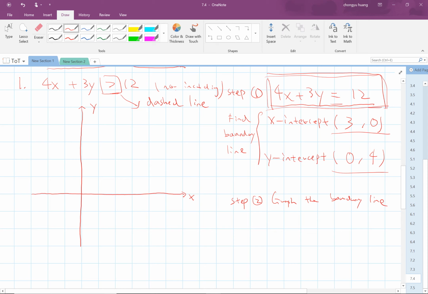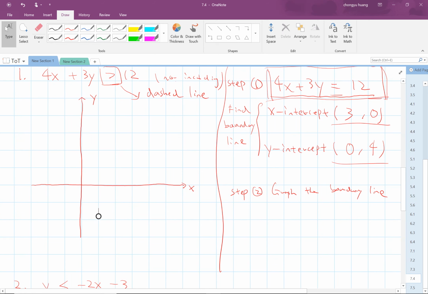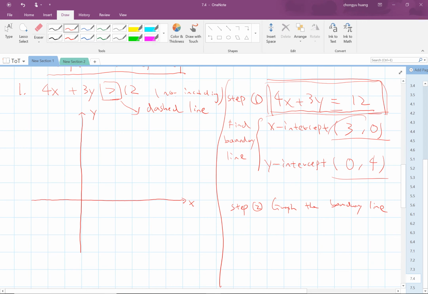So here what we have is bigger than. So bigger than means we have to draw a dashed line, because the point is not included. The first thing we have to do is put the x-intercept and the y-intercept on the graph. The x-intercept is 3, 0. So let me label it.